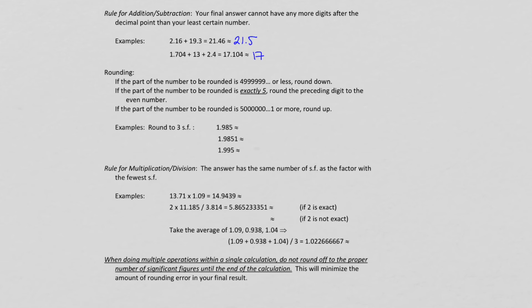Okay? So 1.985 would be 1.98. 1.9851 would be 1.99. 1.995 would be 2.00. Notice the difference between 8.5 and 9.5. 9.5 went up, 8.5 went down.